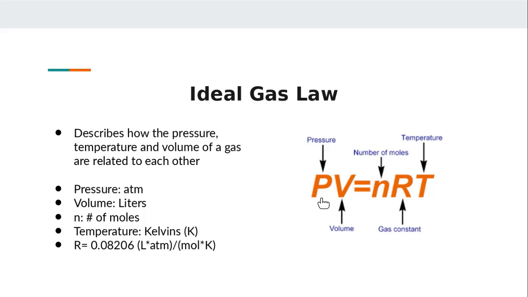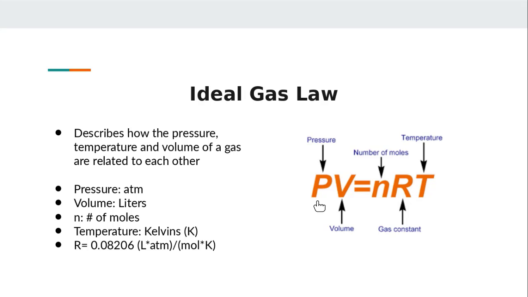So P is our pressure. It's always in atmospheres. V is our volume. It's in liters. N is moles. R is our gas constant. And then T is temperature in Kelvin, right? Make sure whenever you're using this equation, you always convert to Kelvin.